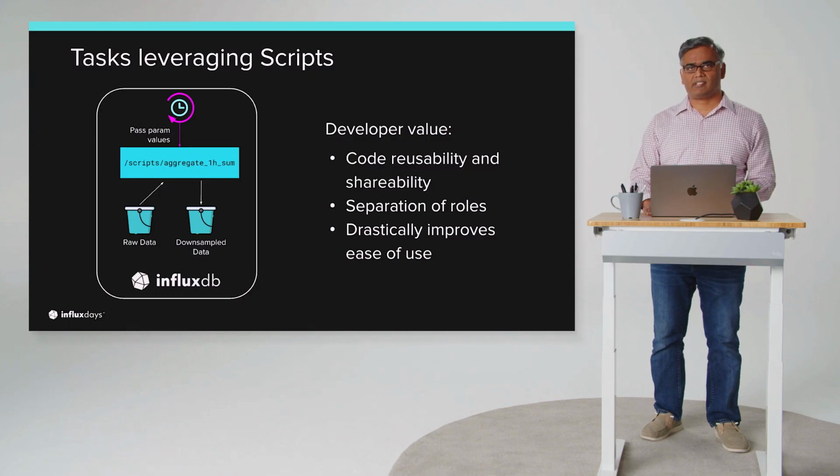So what about tasks leveraging scripts? Now you can use these invocable scripts to save once and create your task by invoking the script and passing the parameter you need. As an example, you can create a custom alert check that notifies different teams based on the measurement or field or bucket and pass those parameters at task runtime.